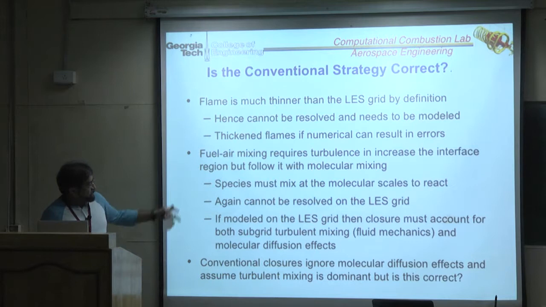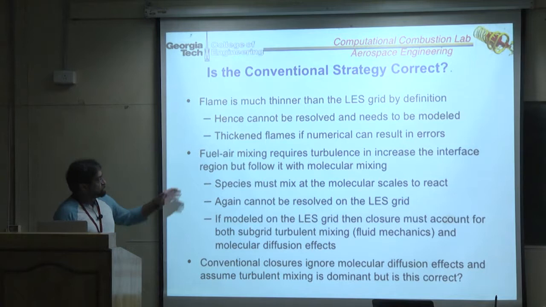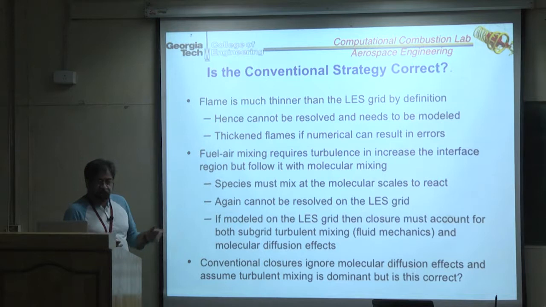So I've already repeated that. The point here is that if the grid is coarse, and we are forcing it to be coarse to some extent, the flames cannot be resolved. If you thicken the flame to resolve it, you're making approximations. That's the thickened flame approach. It still works, but you have to be careful.